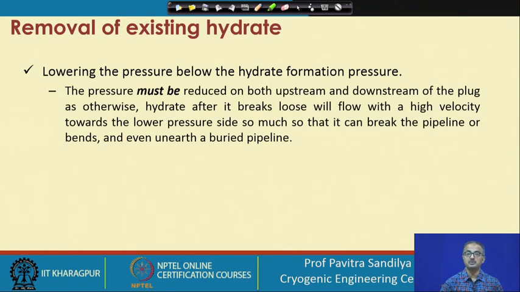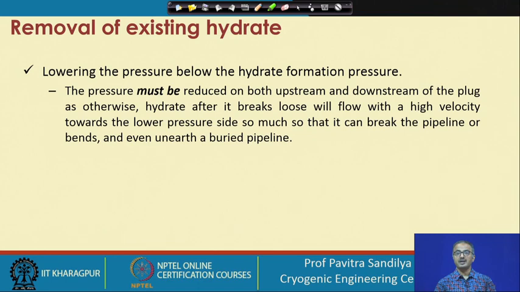Next we come to the removal of existing hydrate. Now if we already have hydrate present in the system, generally what is done? The pressure is lowered below the hydrate formation pressure at the given temperature, and the pressure must be reduced on both the upstream and downstream side. It is not that we do not reduce the pressure on the downstream side.